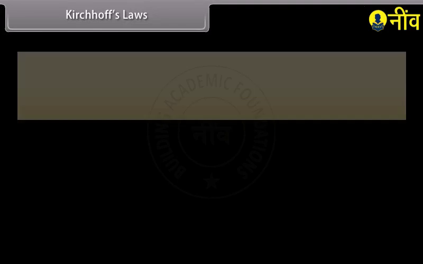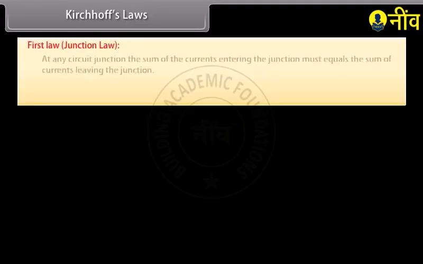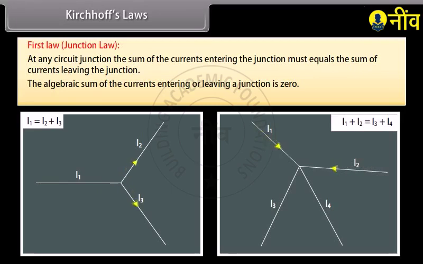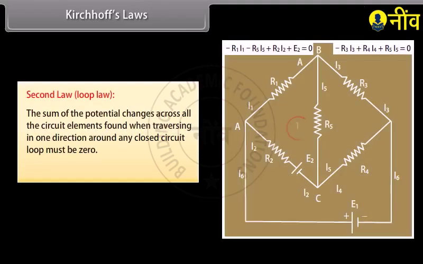Kirchhoff's laws. First law states that at any circuit junction, the sum of the currents entering the junction must equal the sum of currents leaving the junction. The algebraic sum of the currents entering or leaving a junction is 0. Summation of I is equal to 0. Second law states that the sum of the potential changes across all the circuit elements when traversing in one direction around any closed circuit loop must be 0. Summation of delta V is equal to 0.